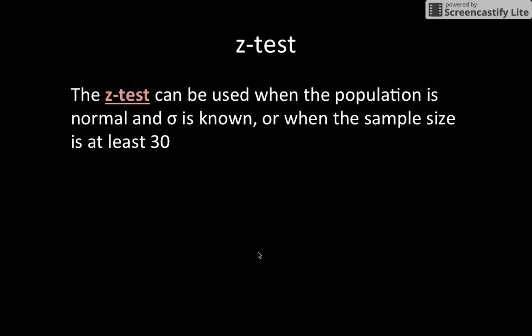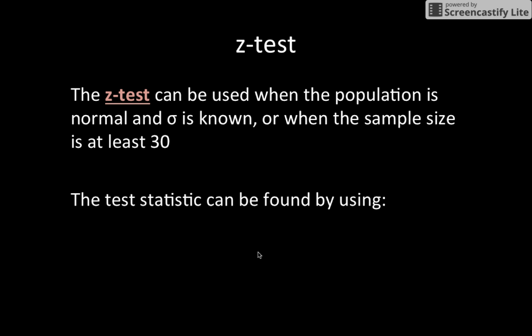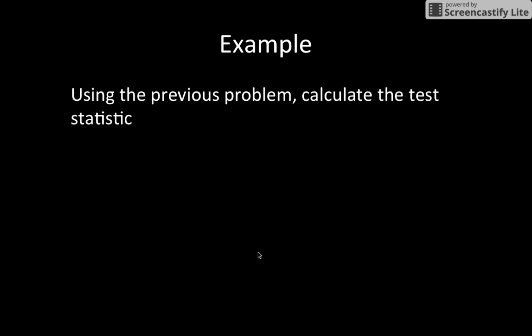Your z-test can be used when the population is normal and sigma is known, or when the sample size is at least 30. The test statistic can be found by using the formula z equals x bar minus mu over sigma divided by the square root of n. So using your previous problem, you want to calculate the test statistic.